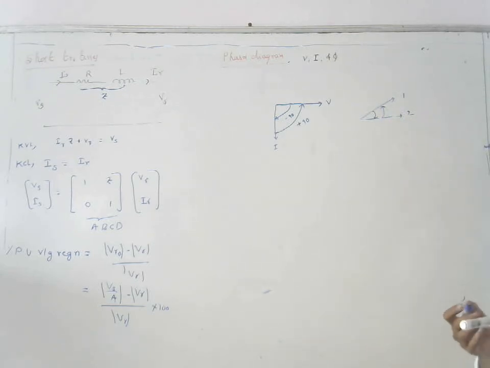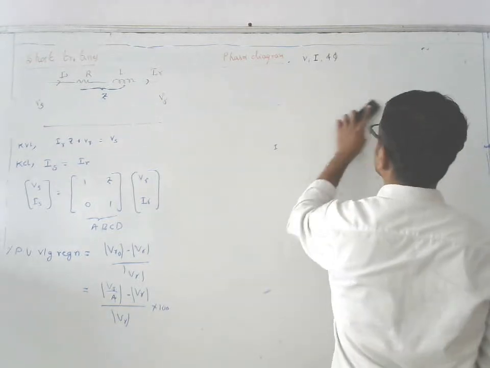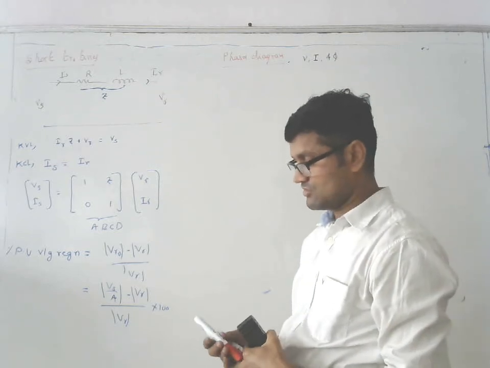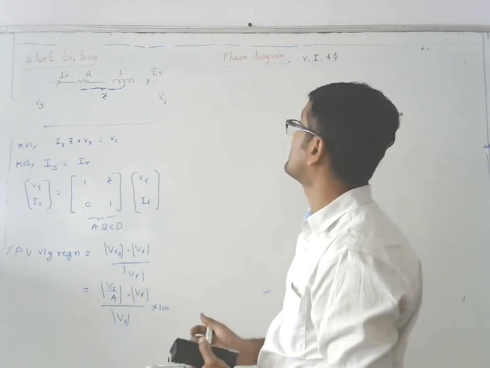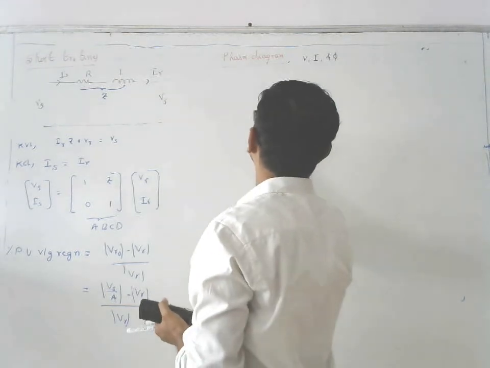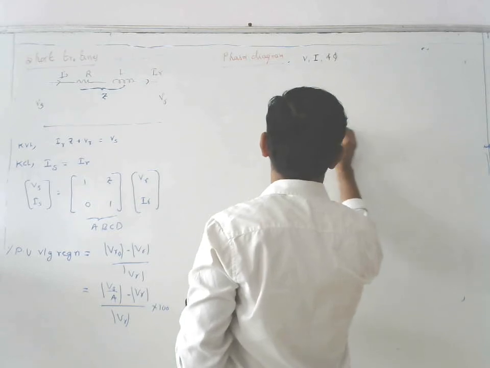Now, if I draw a vector diagram for short transmission, which terms are known here? The receiving end side terms are known. That's why first I am going to take VR as the reference. The receiving voltage we will take as the reference.